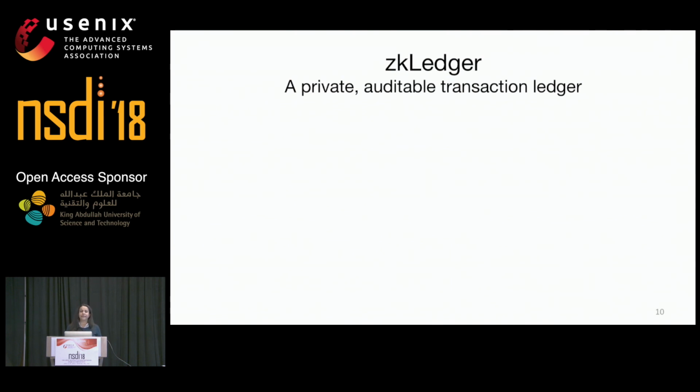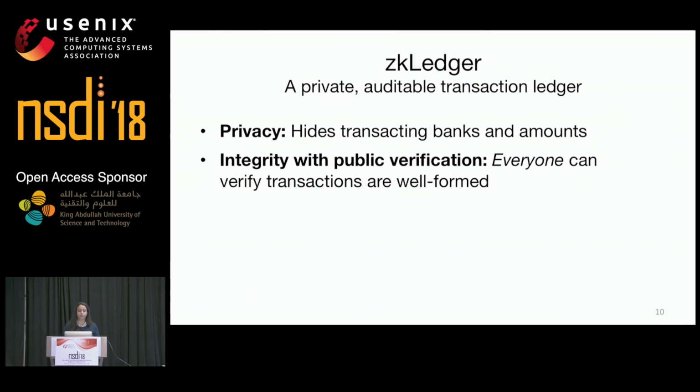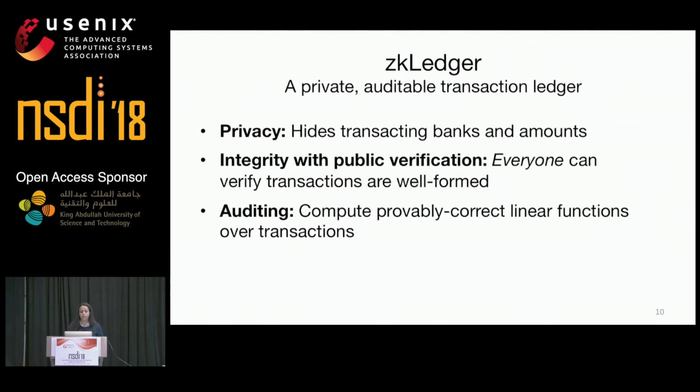This talk presents zkLedger, which is a private but auditable transaction ledger. zkLedger has the following properties. It provides privacy. It hides the transacting banks and the amounts that they are transacting in. It also provides integrity with public verification. Everyone can verify that transactions are well formed, even though they can't actually see them. And importantly, zkLedger provides auditing. An auditor can interactively compute provably correct linear functions over the transactions in the ledger.